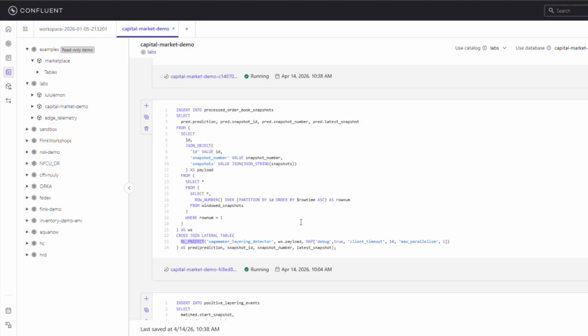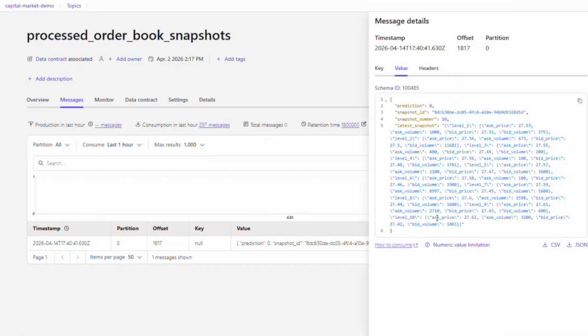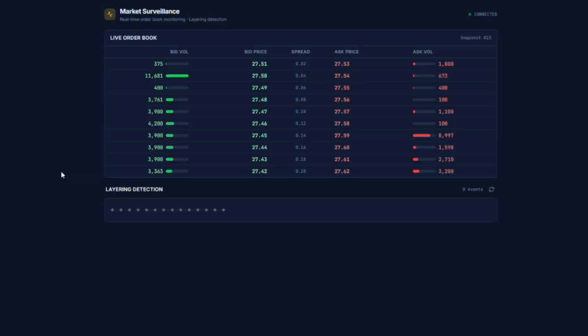Then, a second Flink job processes those windowed order book snapshots and triggers Stage 1, layering detection, by running inference on our pre-trained LightGBM model, built by our AI research team, using Confluent Intelligence's ML predict function. The LightGBM Flink job then generates the Stage 1 detection output, where a value of 0 indicates no layering detected, and a value of 1 indicates suspicious activity has been detected and should be passed to Stage 2 for further verification. Let's go back to our market data order book screen.